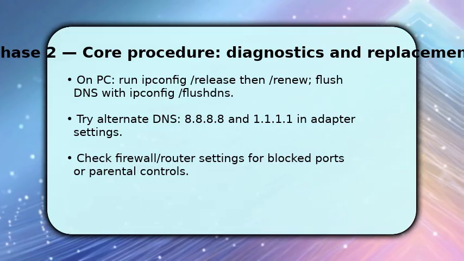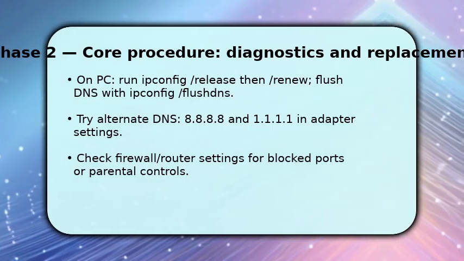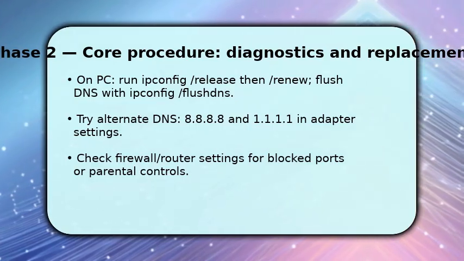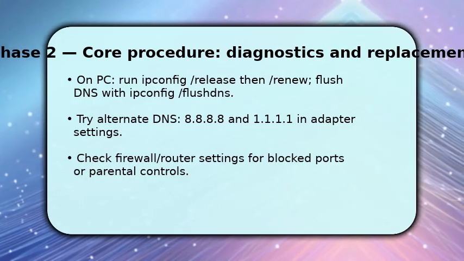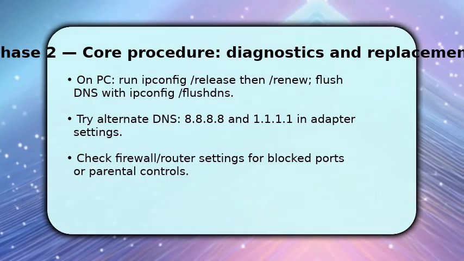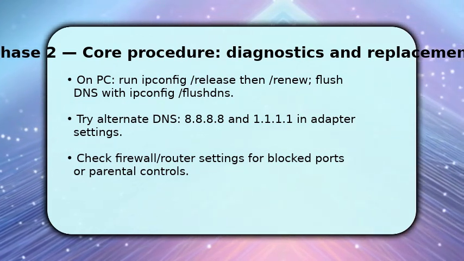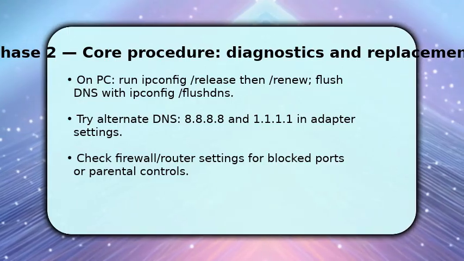Then change DNS to public servers, set 8.8.8.8 or 1.1.1.1 in the adapter or router to bypass flaky ISP resolution. Make sure your local firewall or router parental controls aren't blocking outbound connections. Adjust rules and finish by isolating the fault.